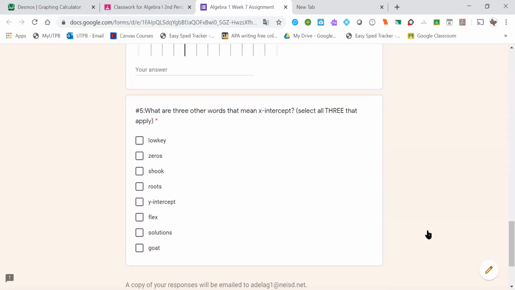Please don't write goat. Coach Hendrick told me that we do have people just randomly selecting answers. Guys, this stuff isn't that bad. Please look at what you're answering. Never in our life have we graphed goat.